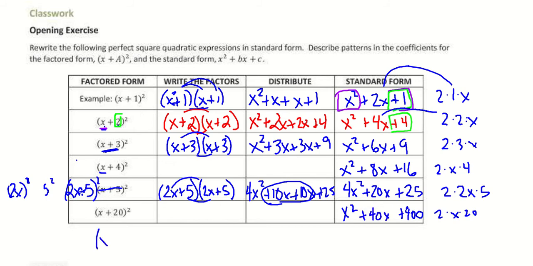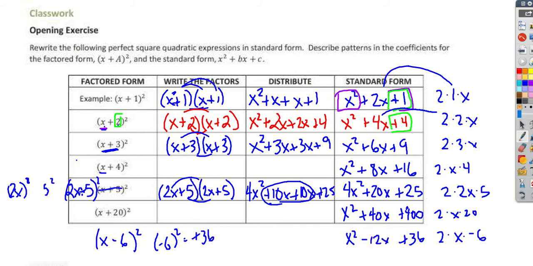Now, what happens if I made it negative? So I did x minus 6 squared. Well, the same thing's going to kind of happen. The first term squared is x squared. Now, negative 6 squared is actually positive 36. Remember, you're squaring, you're going to get a positive number. And then 2 times x times negative 6 is going to give me a negative answer here, and that's negative 12x. So it just changes the sign in the middle if it's a negative. That's all that happens here. All right? So that's how you multiply.